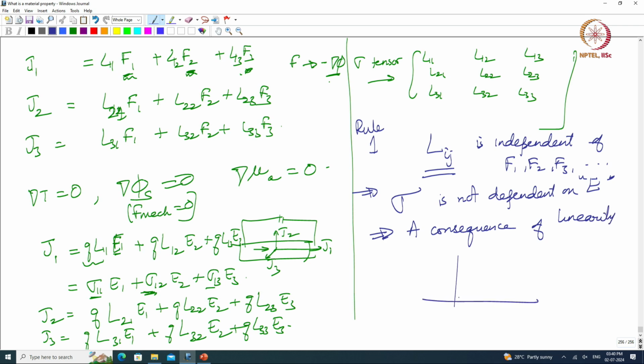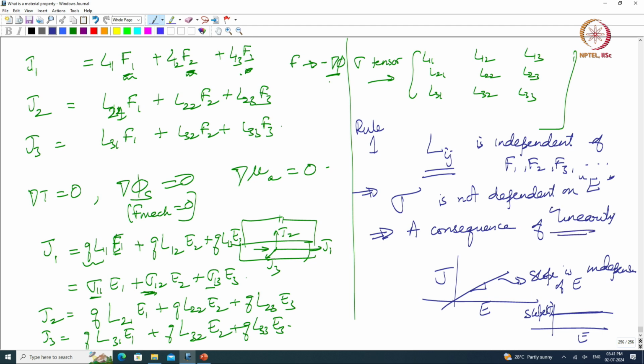So, the slope. Let us say this is E versus J. The slope is independent of E. If I just plot the slope, which is sigma, as a function of E, that is just going to be a constant. Irrespective of what E it is, the slope is constant. That is because I am just looking at Onsager's linear response theory.